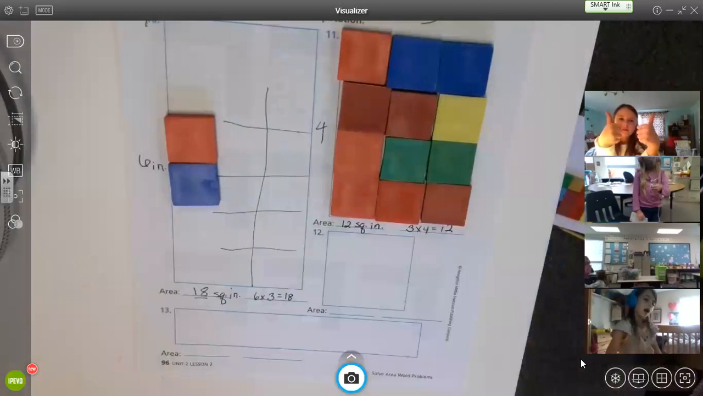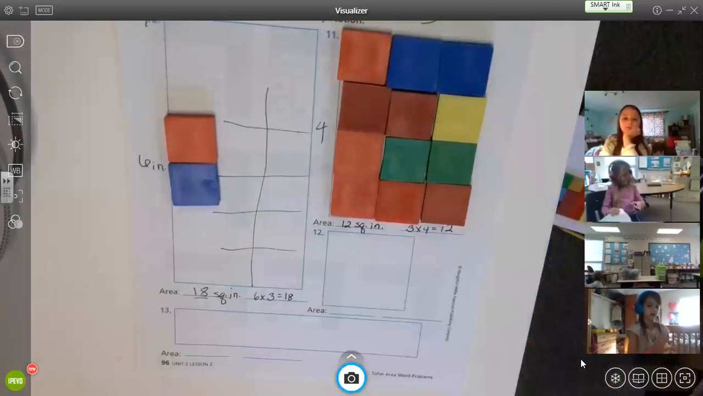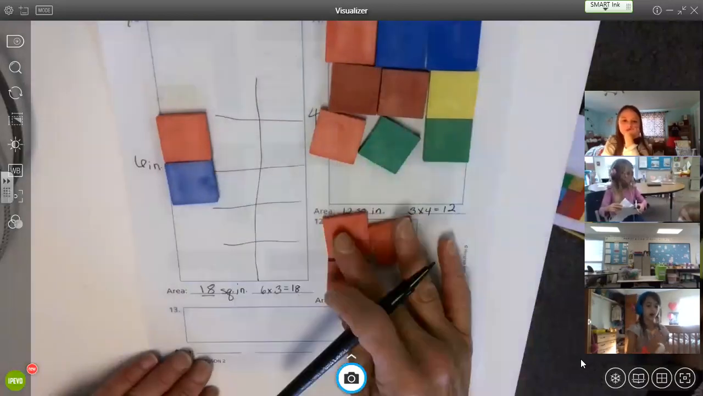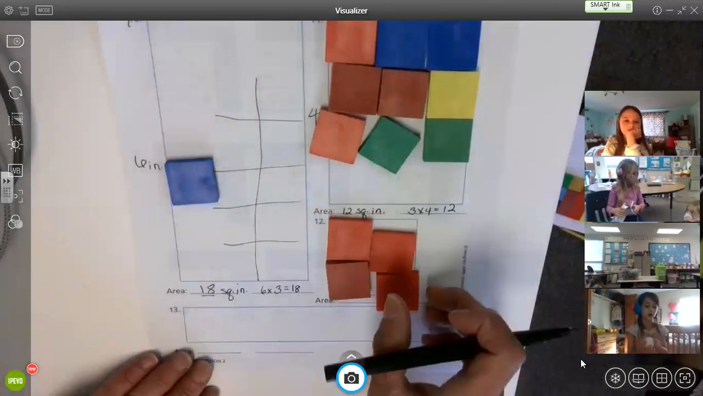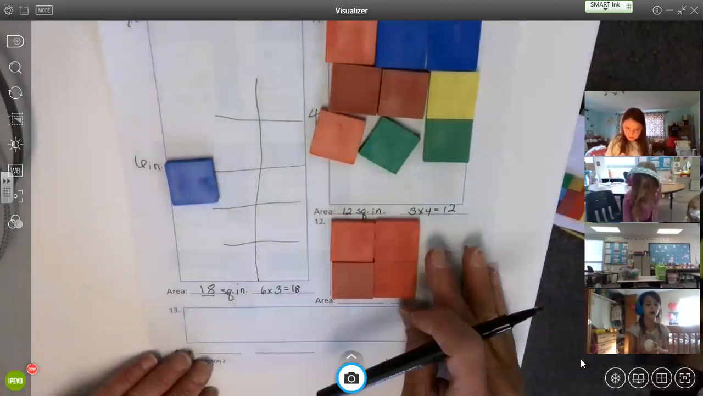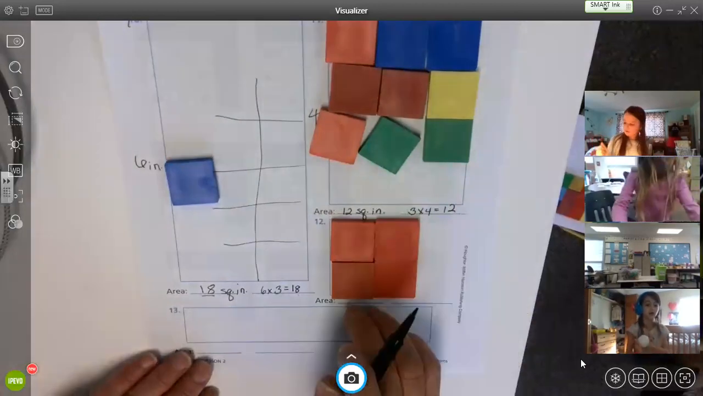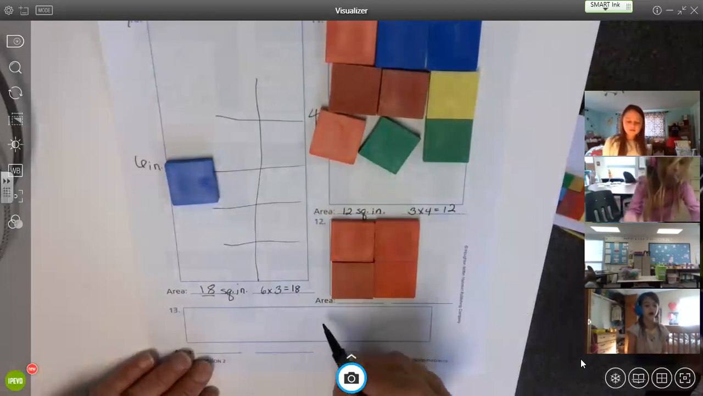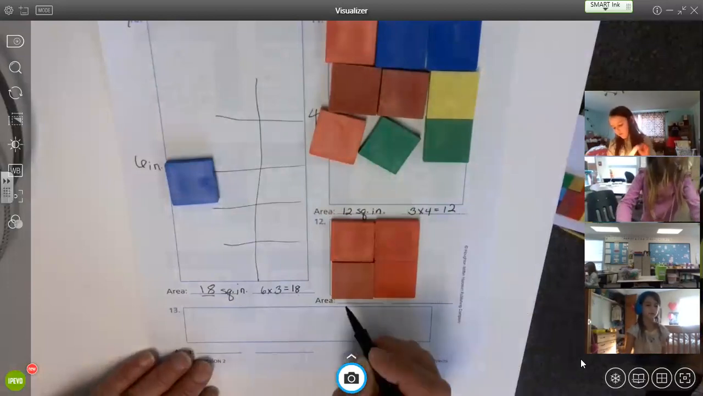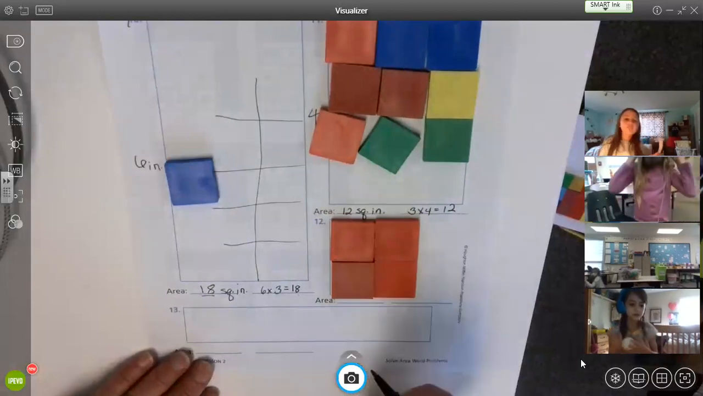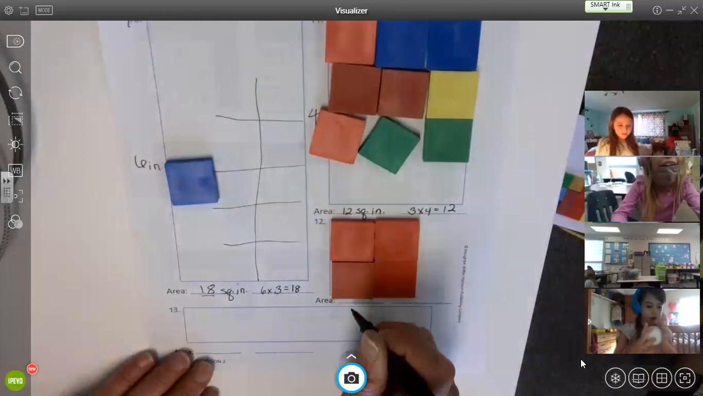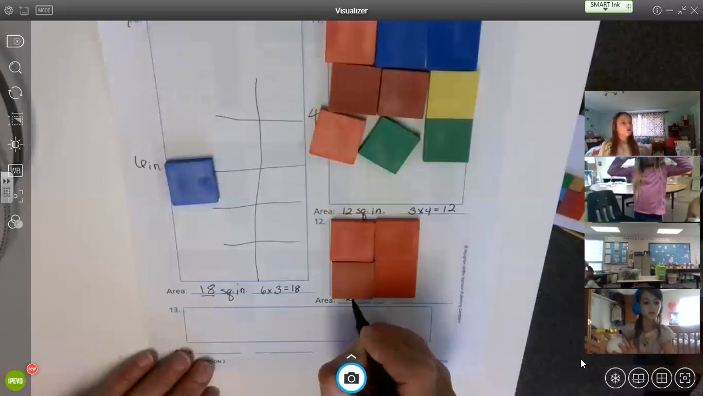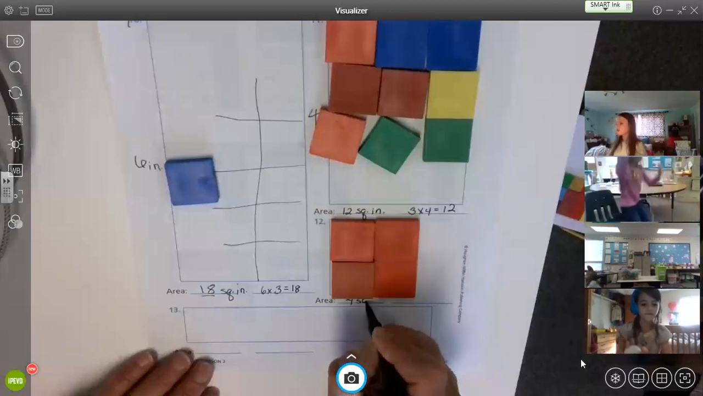All right, Astria, looking good. All right, you only had 2 others. Katie, would you be willing to share with me what you got for number 12? What did you get for the area of that square? I got 4. Oh, I can't hear you. Probably because your headphones are plugged in. I have 4. Excellent. How do you know? The area is 4 square inches. How do you know?